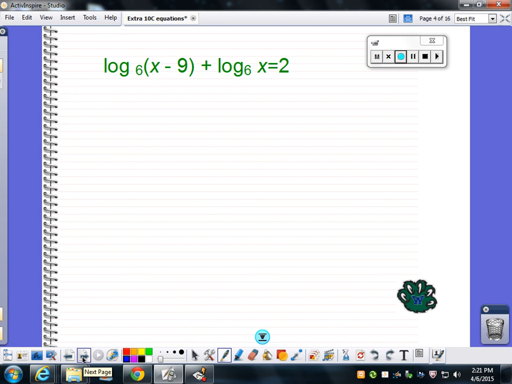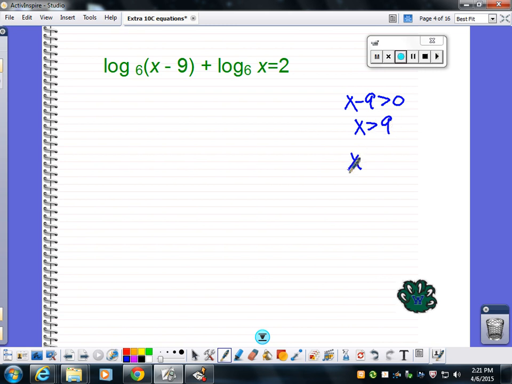Alright, try another one. Write that problem down. Here again, if you want, as I said, try it before you see me work it through, then please pause the video. Alright, we see a log, so that means we may have extraneous solutions. So that means x minus 9 has to be greater than 0. So x has to be greater than 9.